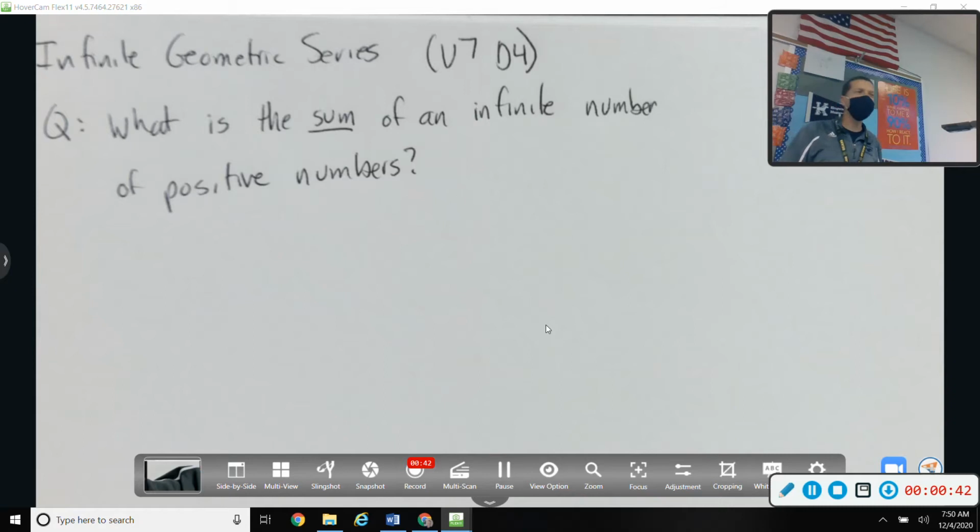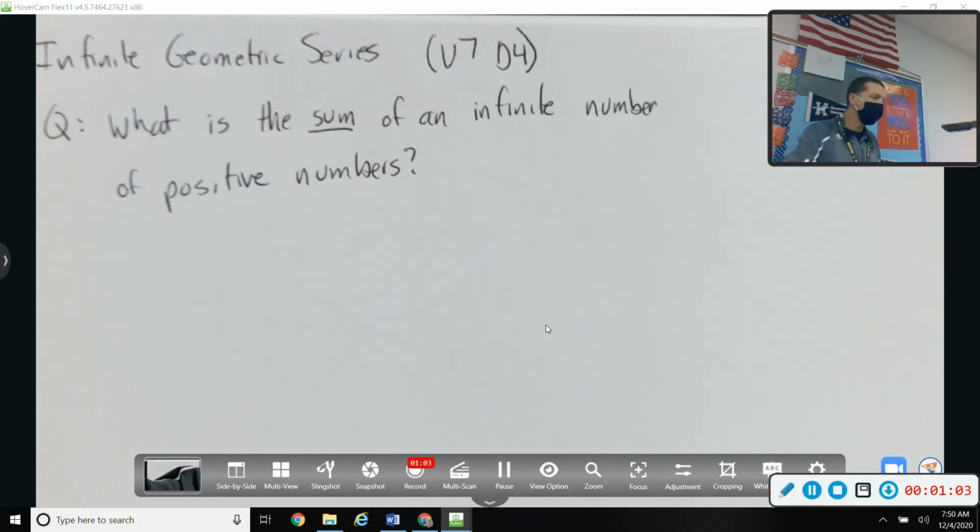So it's not tricky like, oh, we add an infinite number of zeros up, we get 0. That's not what we're talking about. And we're not adding up 1 and -1 an infinite number of times. That's not what we're talking about. So all the numbers in my sequence are positive, and there's an infinite number of them. What is that sum going to be, do you think?